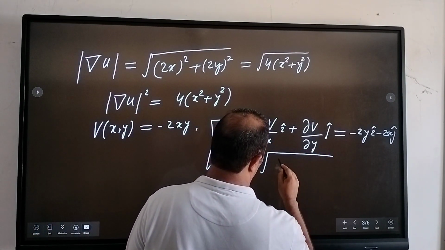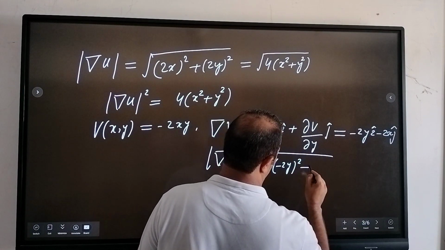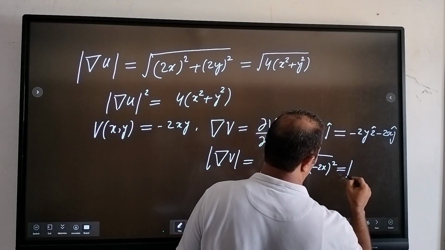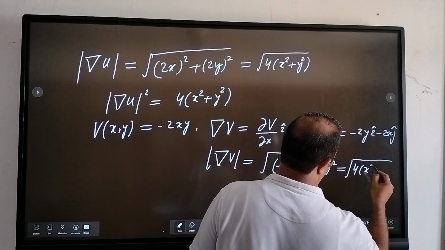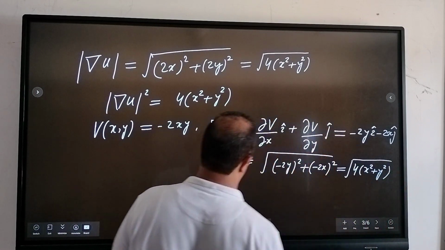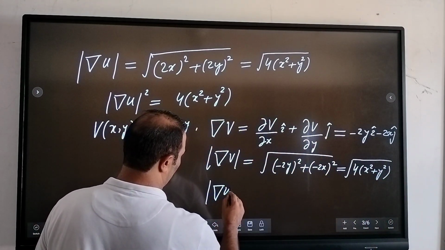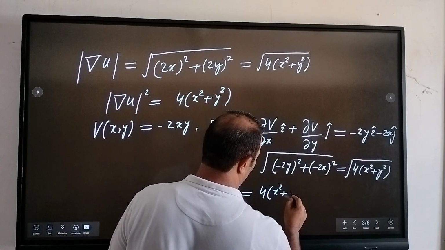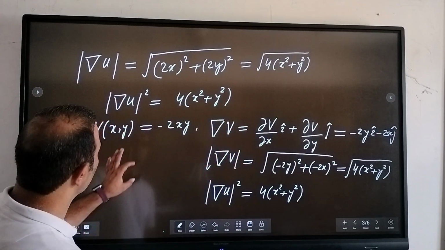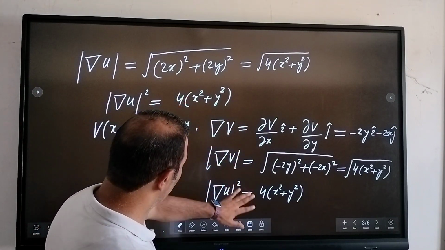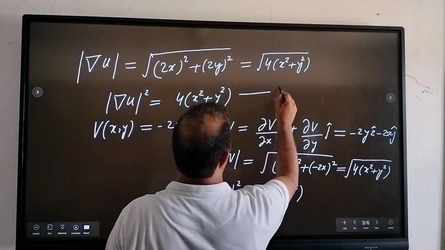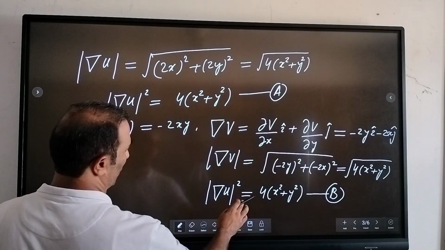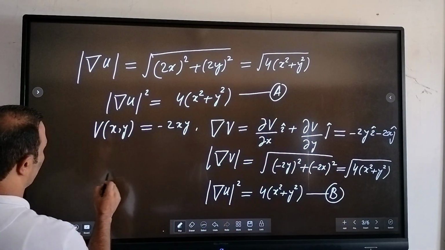that will be equal to the square root of this. So that means our nabla u square is this thing and nabla v square is this thing. So if you compare this equation with this equation, right?